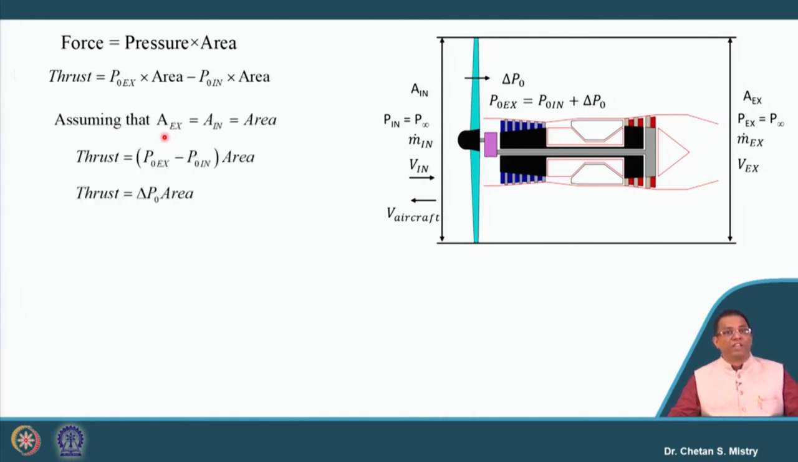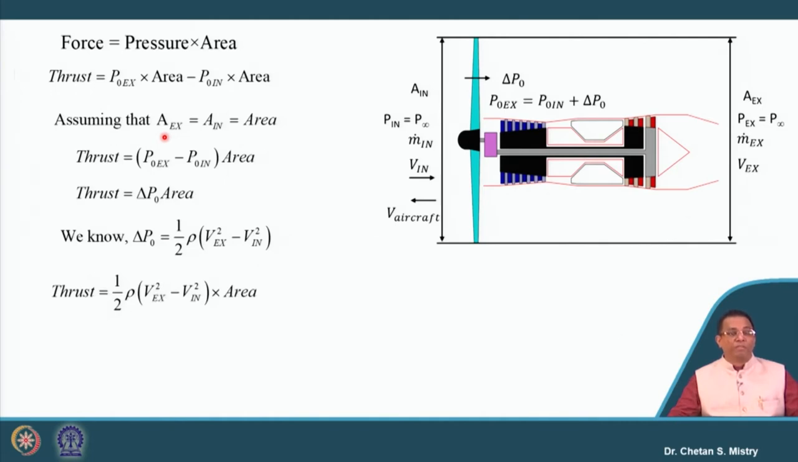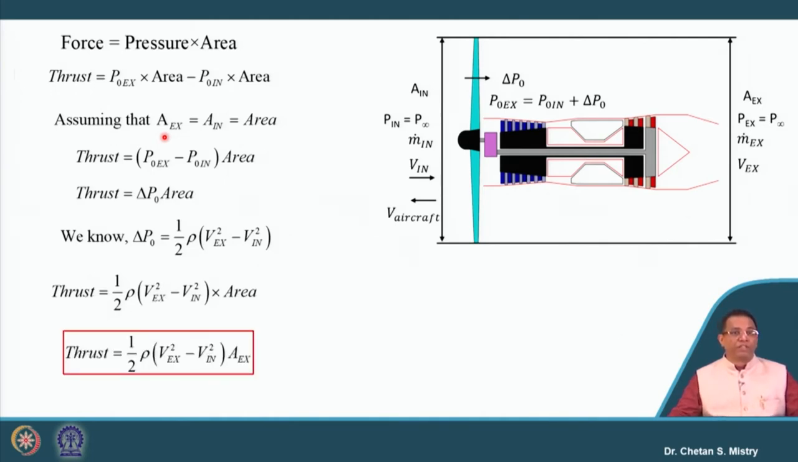If that is the case, then we can represent my thrust as delta P0 into area. This delta P0, that is what we know from the earlier equation, is half rho V exit square minus V inlet square. And if I simplify this equation, it says my thrust generated by this propeller is given by 1/2 rho A V exit square minus V inlet square. So, for a rough estimation of the thrust generated by the propeller, people most of the time use this formulation. They calculate based on this equation.